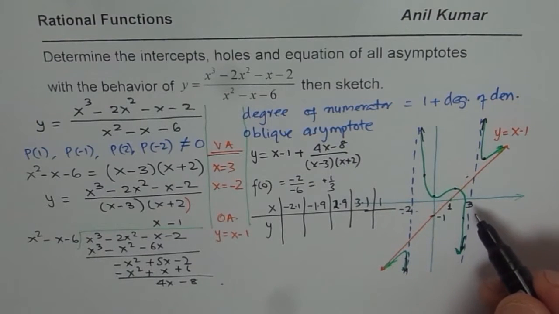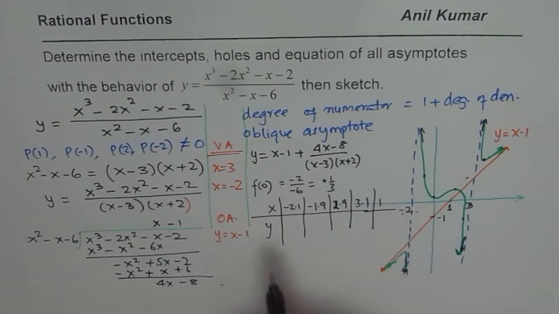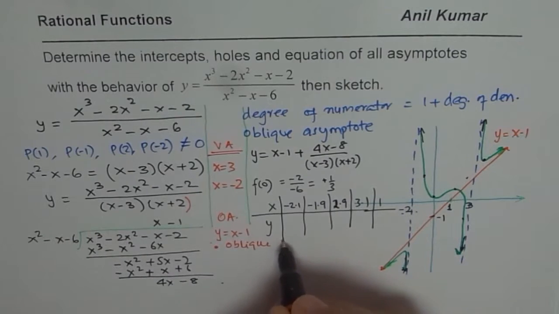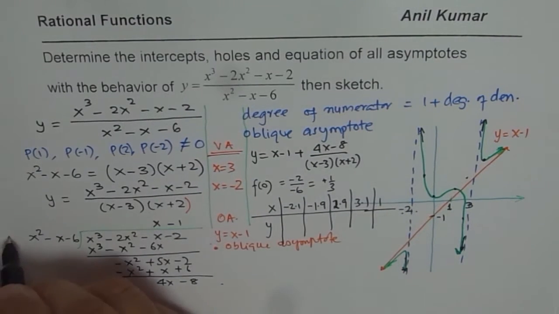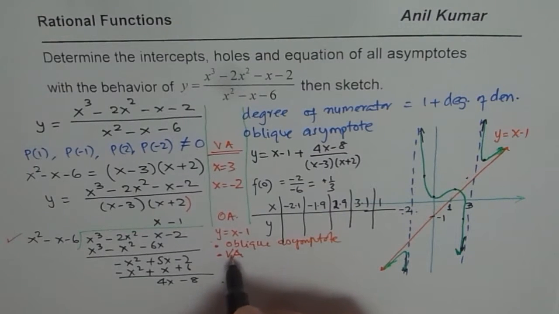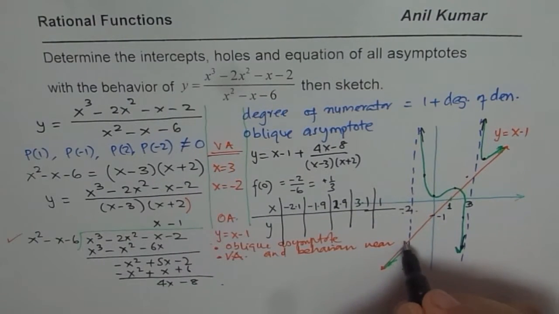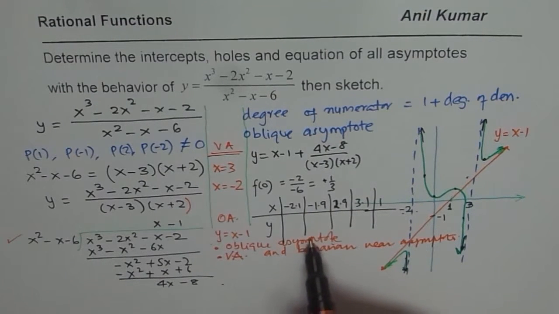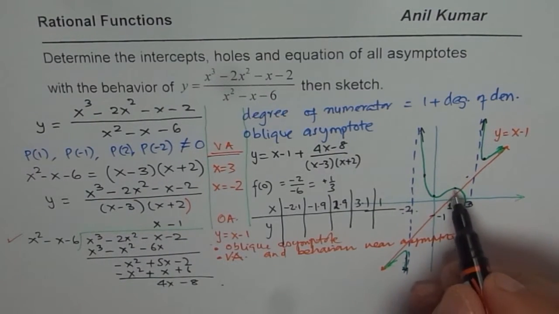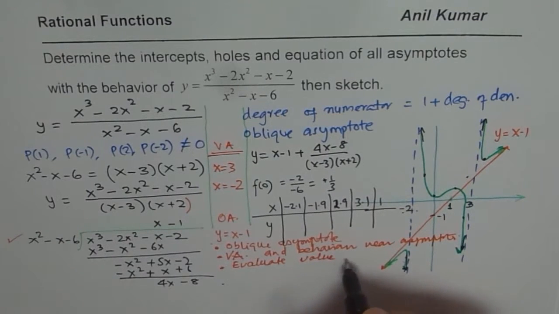So let us review how to graph such rational functions. First, calculate the oblique asymptote. That is, we found it by division. The quotient is your oblique asymptote. Then identify the vertical asymptotes and the behavior near asymptotes, correct? So also near these two asymptotes. Once you find the behavior, you have very close to 100% of the graph done. Now to give the actual shape to the graph, evaluate values at some points.